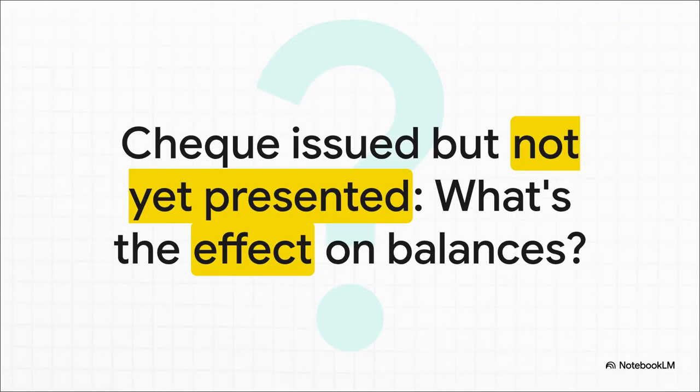Okay, first question for you. Your company writes a check. You record it so your cash book balance immediately goes down, but the person you gave it to hasn't taken it to the bank yet. So what does that mean for the two balances? Take a second to think.